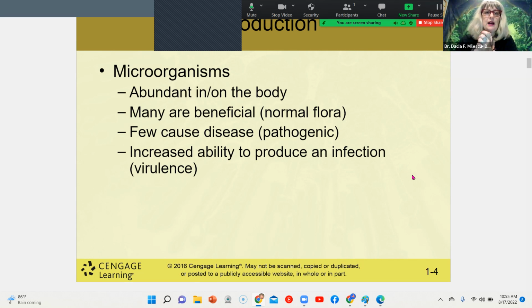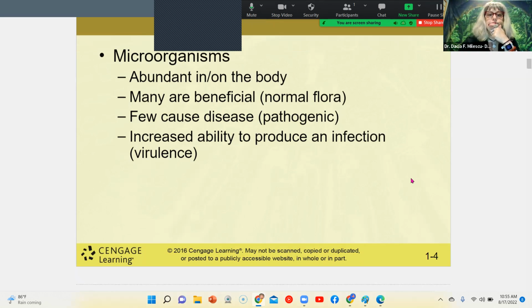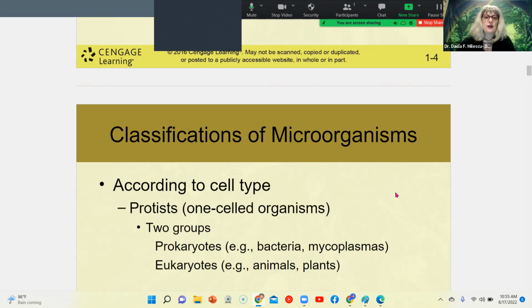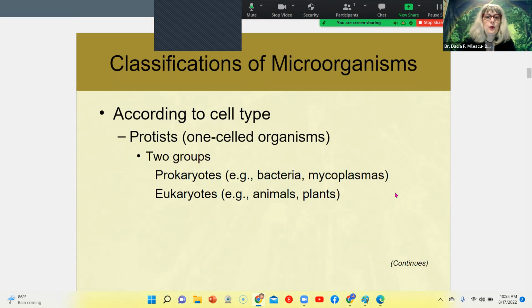This is just supposed to be a micro learning session in which I'm just describing chapters 1 and 2 for you so that you are able to read the chapter, do the lessons online, and be able to take your first quizzes and all that. Okay, so the next thing I want to talk about is classifying microorganisms.